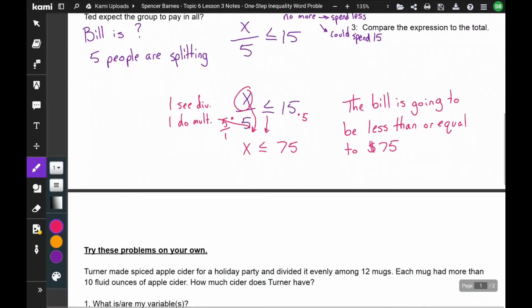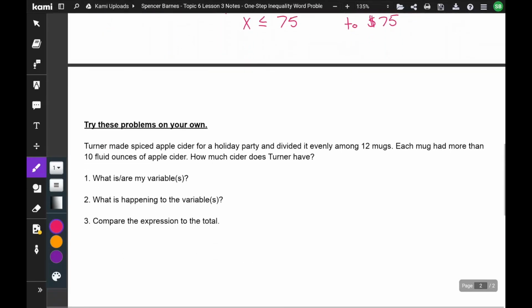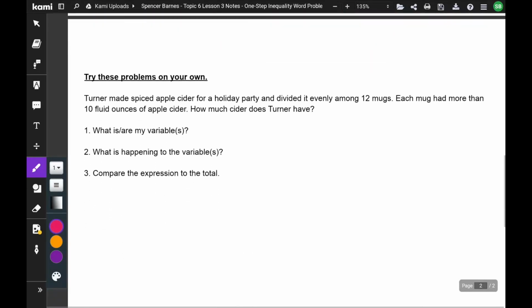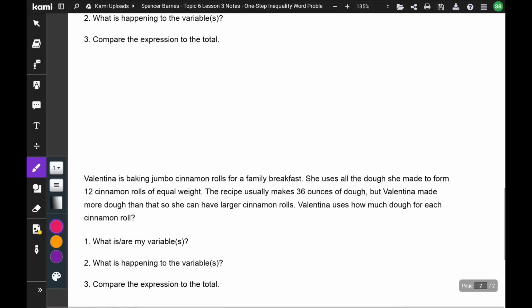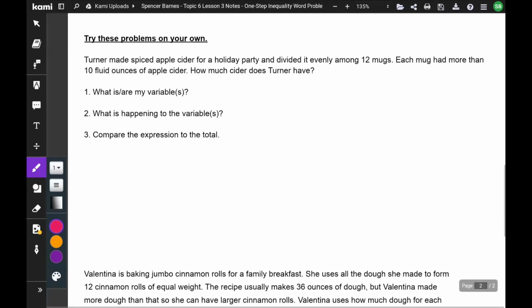All right, so flip the paper over on your notes here, and I want you to try these 2 problems on the back on your own. Read through it carefully, break down the pieces, and then check back to see if you did it correctly.